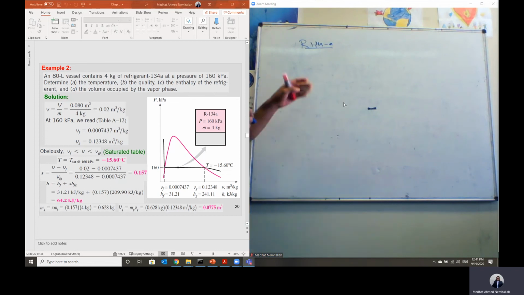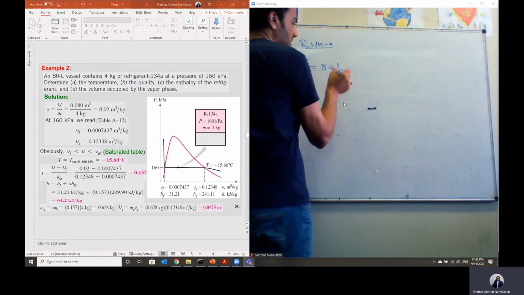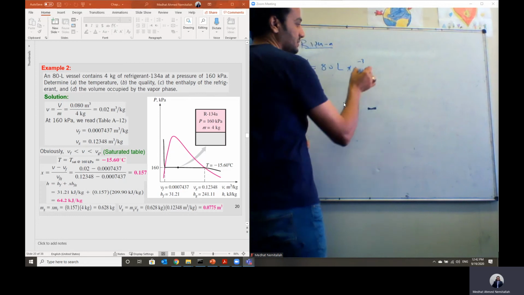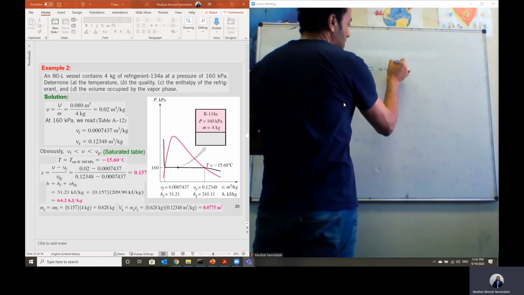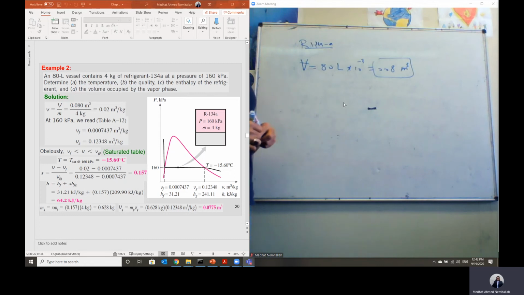So in this case, I will be using tables A11 and A12 for the saturation zone, and for the superheated zone, I will be using table A13. We don't have a subcooled region, or subcooled table, in this case. So he said we have an 80 liter vessel, so the volume is equal to 80 liter, multiplied by 10 to the power minus 3 to convert it to meter cube. So the volume is 0.08 meter cube, okay?